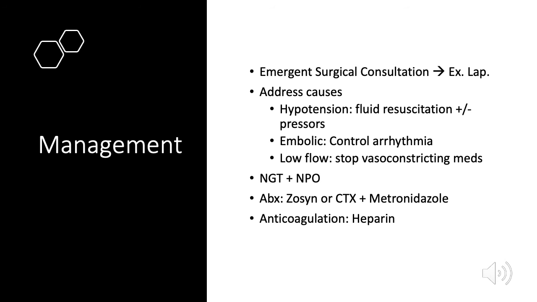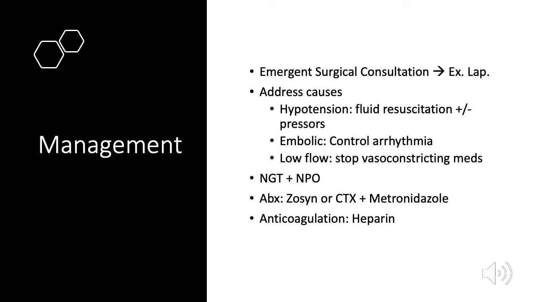After you diagnose mesenteric ischemia, you're going to want to get an emergent surgical consult. These patients most likely will need vascular surgery or some sort of endovascular procedure, and patients with peritoneal signs may require an exploratory laparotomy to see what the cause of those signs are. Your job in the emergency department is to correct and address the underlying causes.